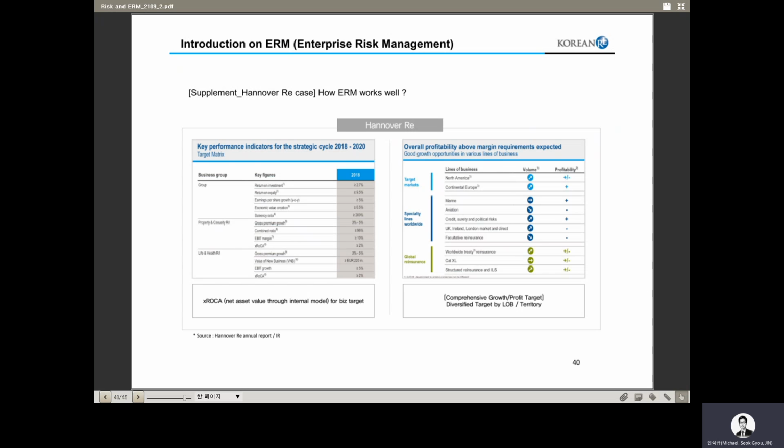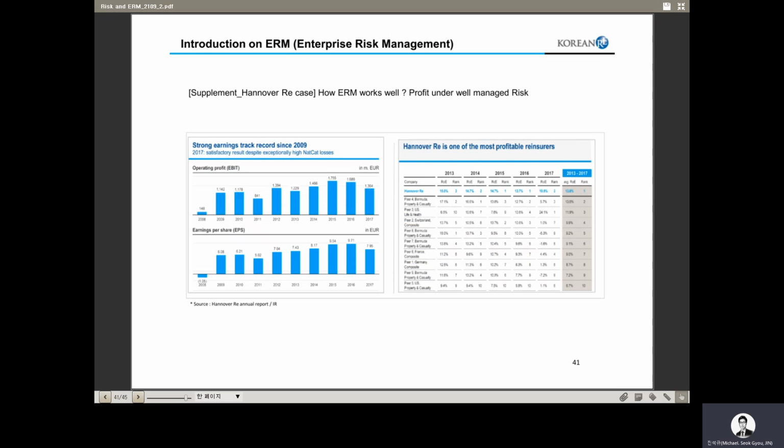Here is an example of how ERM works well in Hanover. They have a performance indicator annually to improve their ROE, and they are evaluating their overall profitability above the margin requirement expected. And they are strong by using this ERM framework. They are experiencing a strong earning track record since 2009, and Hanover Re is one of the most profitable reinsurers right now.